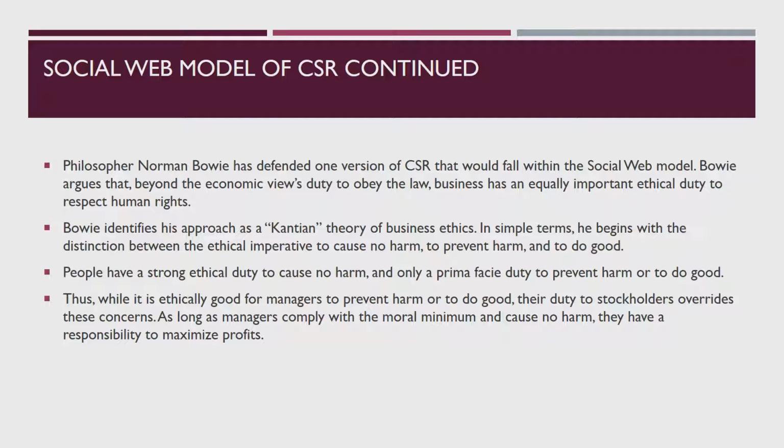Philosopher Norman Boyd has defended one version of CSR that would fall within the social web model. Boyd argues that beyond the economic view's duty to obey the law, businesses have an equally important ethical duty to respect human rights. Boyd identifies his approach as a Kantian theory of business ethics. In simple terms, he begins with the distinction between the ethical imperative to cause no harm, to prevent harm, and to do good. People have a strong ethical duty to cause no harm, and only a prima facie duty to prevent harm or to do good.